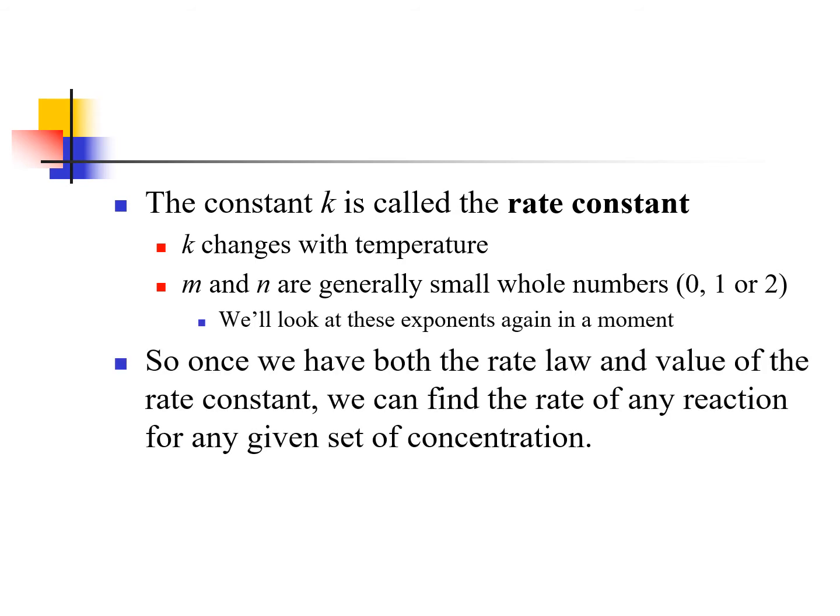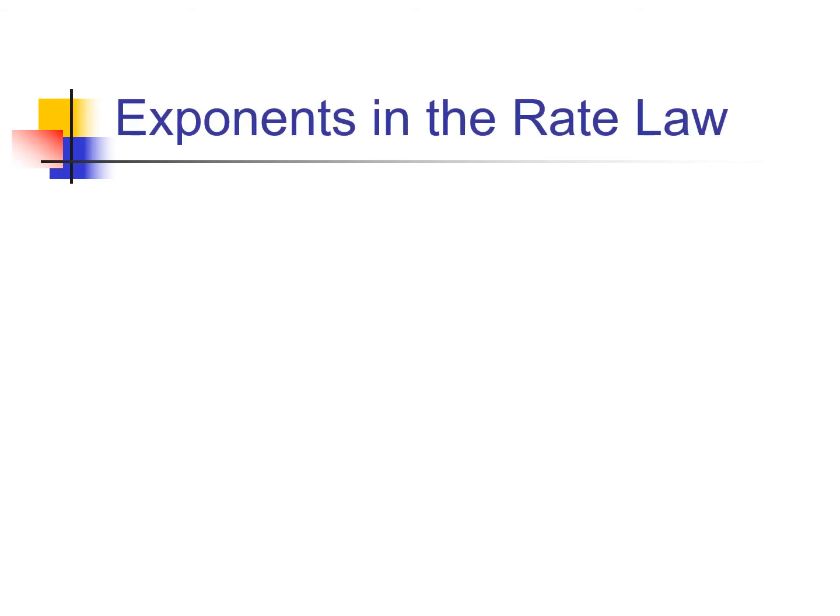Now, once you have the rate law itself, so the exponent piece, and the value of the rate constant, you can then find the rate of that reaction for any given set of concentrations of the reactants. You just plug them in. But the big thing is those exponents. How do we find the exponents? Because I want to be very clear, they are not the coefficients in your balanced equation.